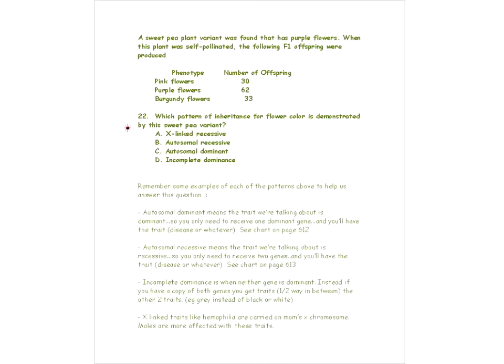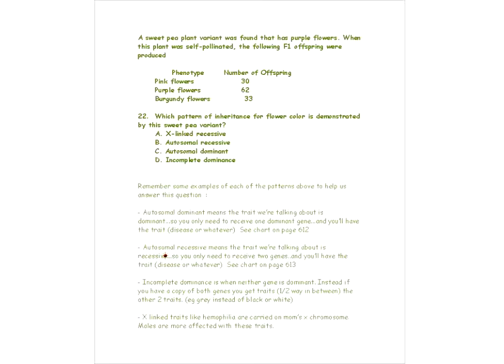Okay, so it's either going to be X-linked recessive, autosomal dominant, or incomplete dominance. So let's review each one of those types of patterns of inheritance to decide which one this one likely is. First one, autosomal dominant, means the trait we're talking about is dominant. So you only need to receive one dominant gene, and you'll have the trait, whether it's a disease or whatever. And if you check out the chart on page 612, you'll see an example of this pattern.